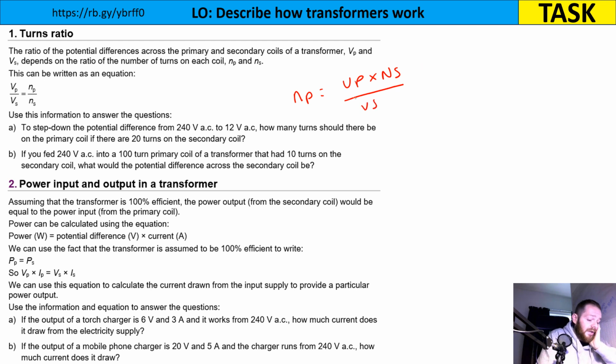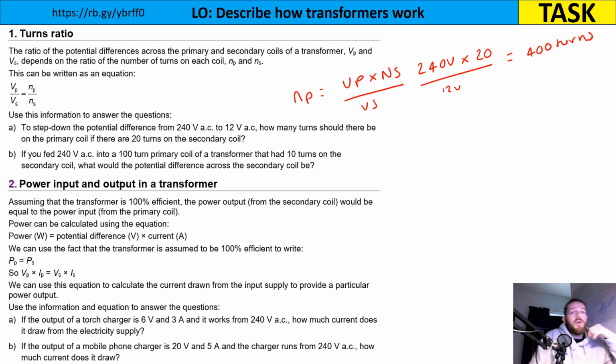So if we stick the numbers into that, the voltage on the primary coil was 240 volts multiplied by the number on the secondary coil, which was 20 turns, so 240 volts multiplied by 20. Whatever the answer to that is, we then divided that by the voltage on the secondary coil, which is 12 volts. And then the answer we get for that one is 400 turns. And at this point, I want you to think about what we've just calculated.